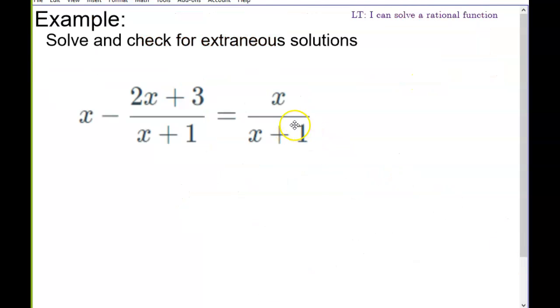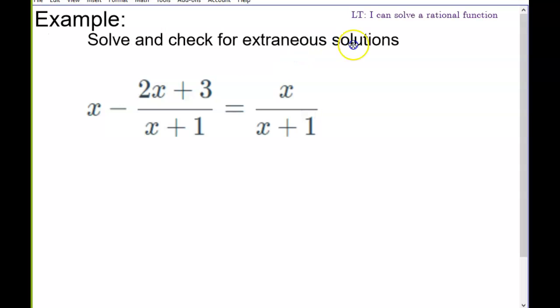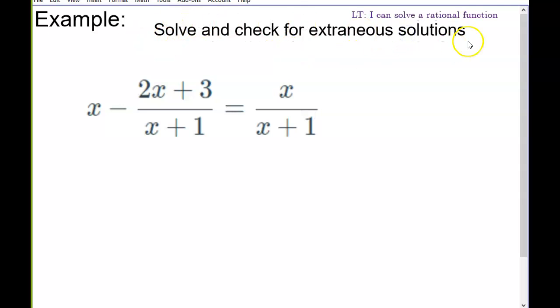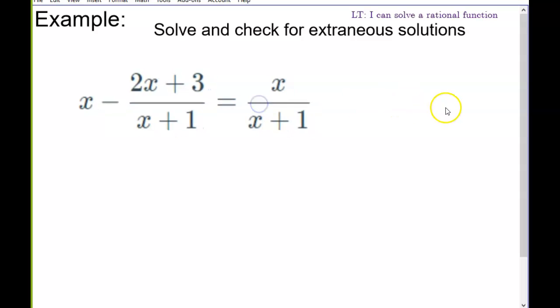So let's try it with this one. We'll do this one together. And then I think I got one or two more for you guys to try on your own. So I'll give you a second to write this one down.